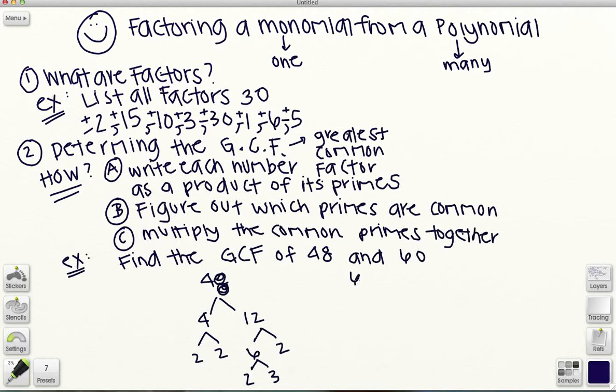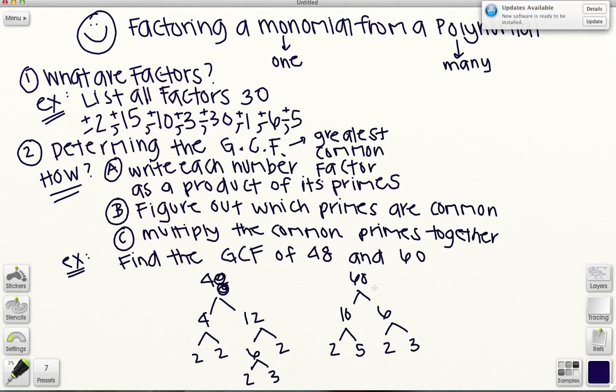So now let's do 60. I'm going to break it down into 10 and 6, because those are the first two numbers that popped into my head that multiply to 60. I can break down a 10 into a 2 and a 5. Those are both prime numbers, so I'm going to stop. And I can break down a 6 into a 2 and a 3. Those are both prime numbers, so I can stop.